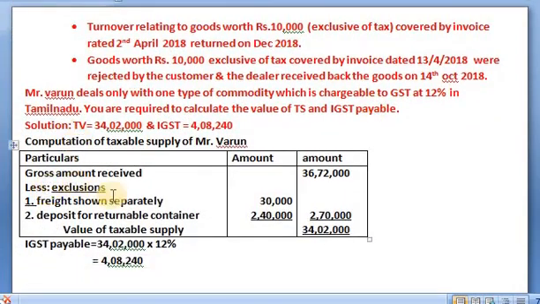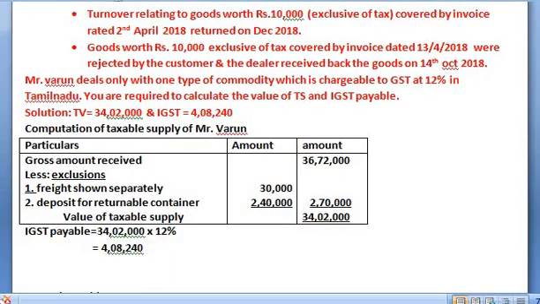See, gross amount received is how much? 36,72,000. Less exclusions: which ones? Freight shown separately 30,000, deposit for returnable container 2,40,000, total is 2,70,000. If you subtract, 34,02,000 will be your taxable value. If you calculate 12% IGST on that, 4,08,240 will be your IGST payable by Mr. Varun. Okay, with this in today's class we have discussed only 2 problems.